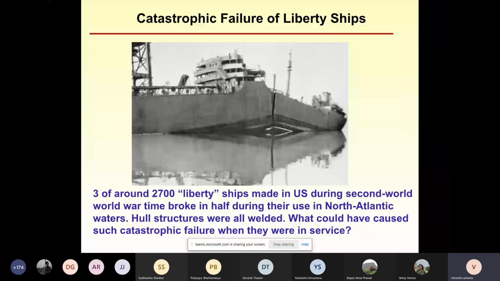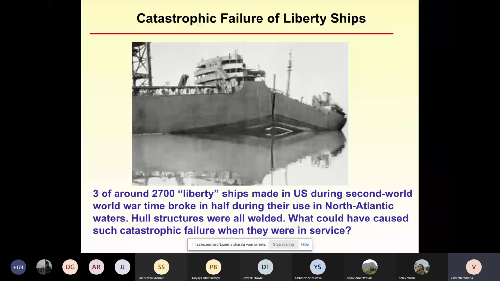These ships were to sail in the North Atlantic waters. One of the things about the North Atlantic waters is that they can get very cold. Temperatures can even drop sub-zero inside the water. What they found was that these ships, in some cases, would crack extensively. And in three of the ships, the ship broke into two pieces down the middle, causing massive accidents.